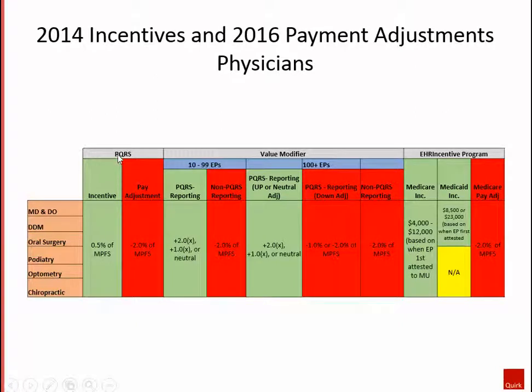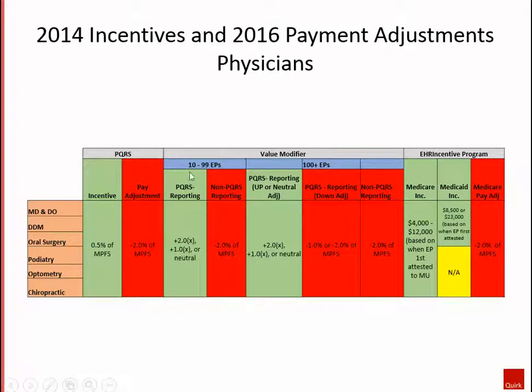So if you take nothing away from this presentation today, it's important to understand that PQRS is tied directly to the value modifier, and both of those are subject to a downward adjustment. Not reporting on PQRS would cause you to have a 4% downward adjustment on your Medicare fee-for-service.